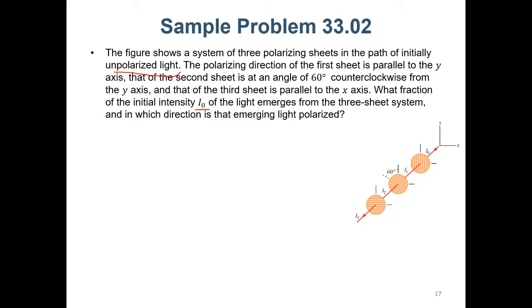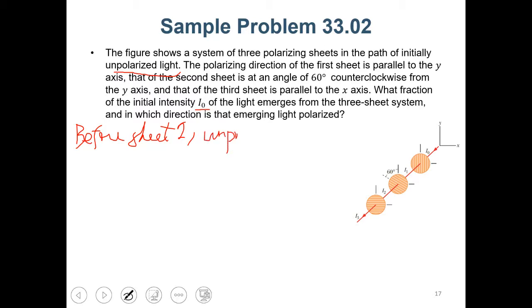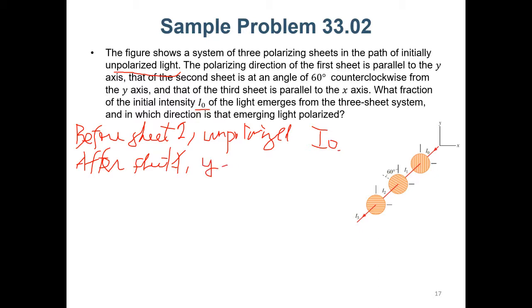So before sheet 1, it is unpolarized, with the intensity I0. And after sheet 1, it is polarized, but in the y direction, and the intensity becomes half.